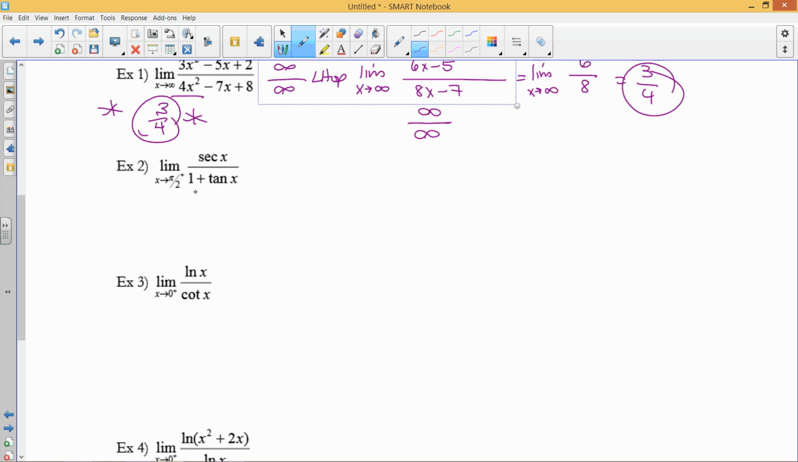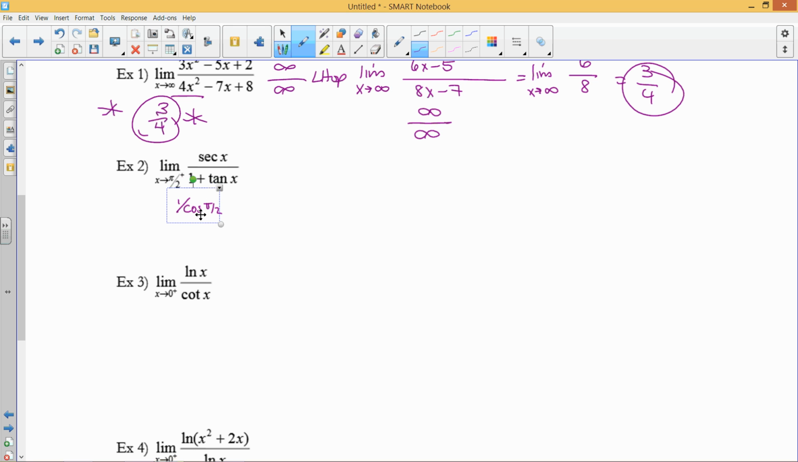All right, so coming down to this next one, the limit as x approaches pi over 2 from the right of secant x over 1 plus tan x. Okay, well, let's see. If I plug in pi over 2 into secant, that's the same as 1 divided by cosine of pi over 2. And the cosine of pi over 2 is 0. So wait a minute. 1 over 0, what's that?